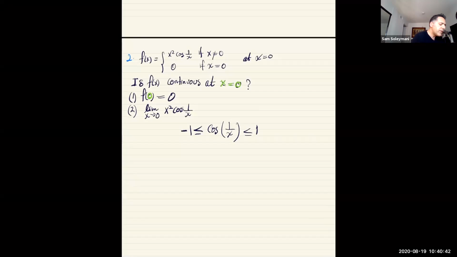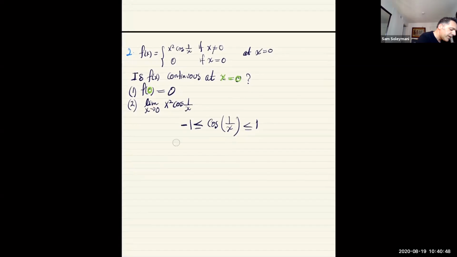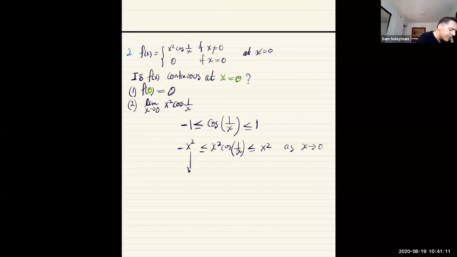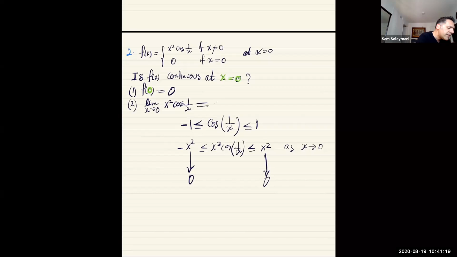Yeah, cosine 1 over x is between -1 and 1. Multiply that by x squared. So you get x squared cosine 1 over x between x squared and negative x squared. And as x approaches 0, this left bound goes to 0, the right bound goes to 0. Negative x squared and x squared both go to 0. So this limit finally is 0.